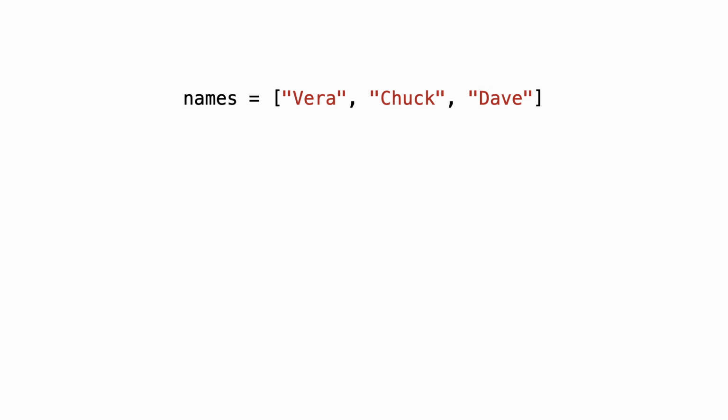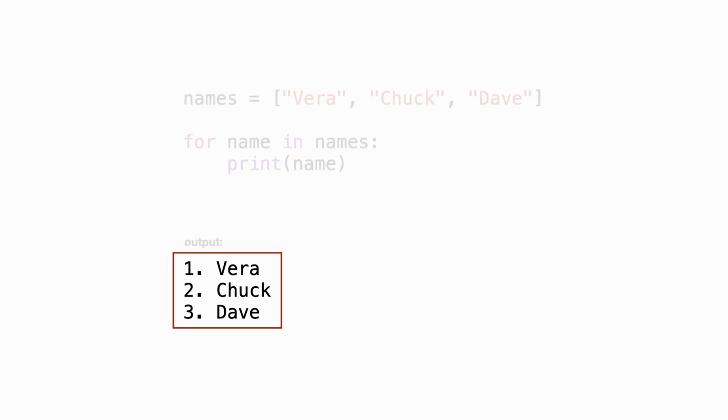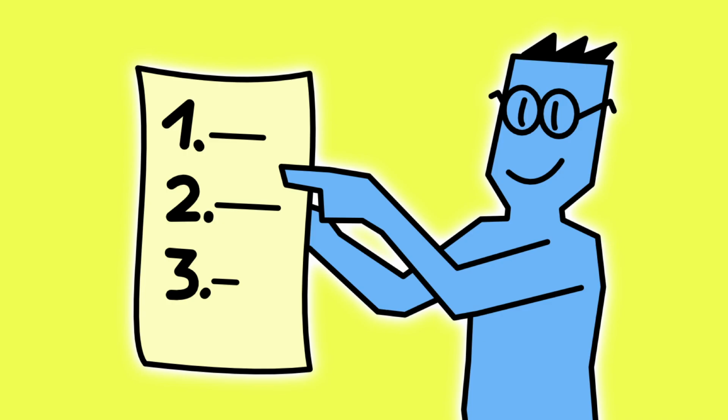When you create a list in Python, you can use a for loop to iterate it and print each element. Here is the output of the program. But what if you want this result? What if you want to enumerate the elements in the list? After watching this video, you learn how to enumerate list elements without adding a single line of code.